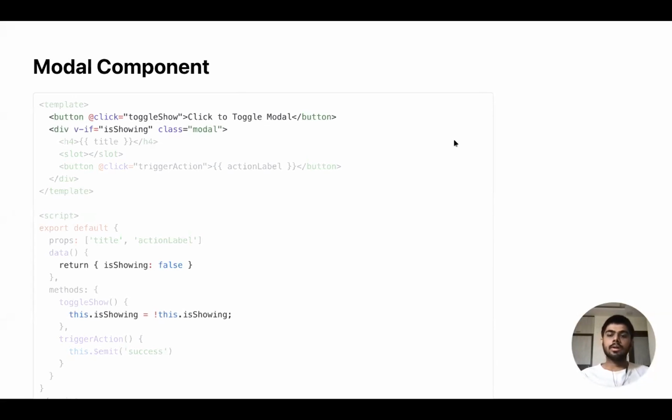We also have a toggle option, because on click of the button, we want the modal to show up, right? So we have that very similar to the previous example. So on click, we have toggle show, and toggle show does nothing but toggle the actual modal. Fairly straightforward. Now, if you look at this piece of code, we have data, which returns isShowing false. And then we have a method, a toggleShow method, which toggles the entire thing, right? If you look at this piece of code, just keep this in mind, right?